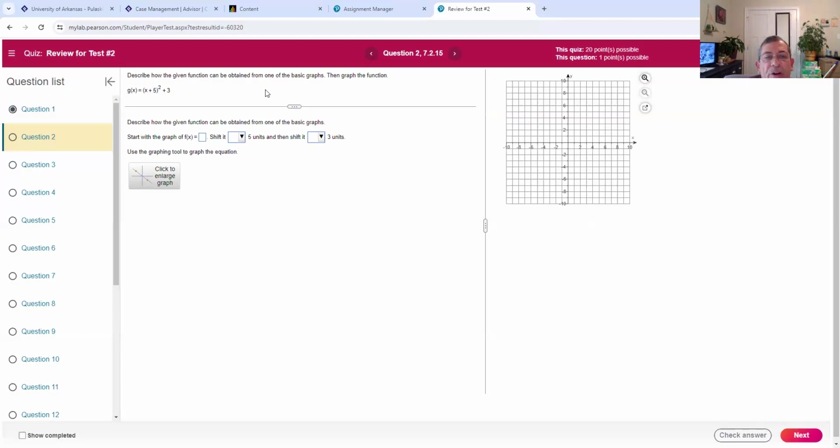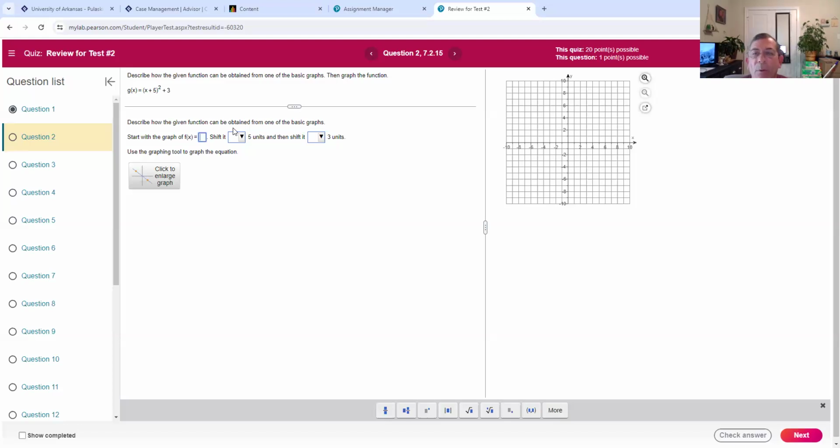So this is when we did the transformations in 7-2. They're giving me a function, g of x equals (x plus 5) squared plus 3. So you got to come down here. It says start with the graph f of x. So y'all, we had about 7 basic graphs here. So since you said exponent 2, this will start as the basic graph of x squared.